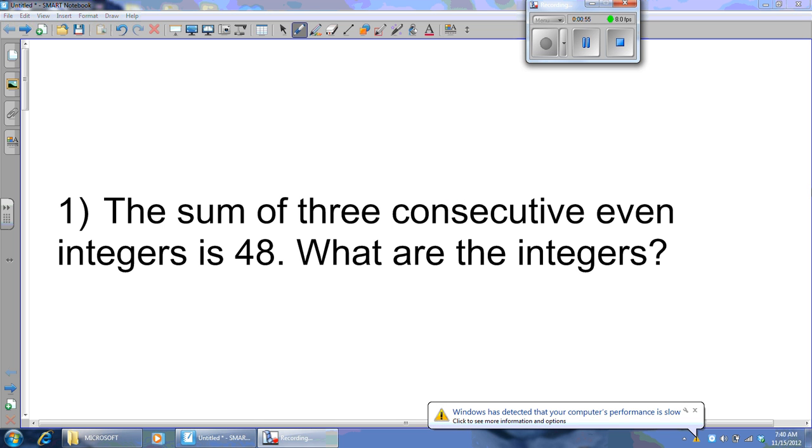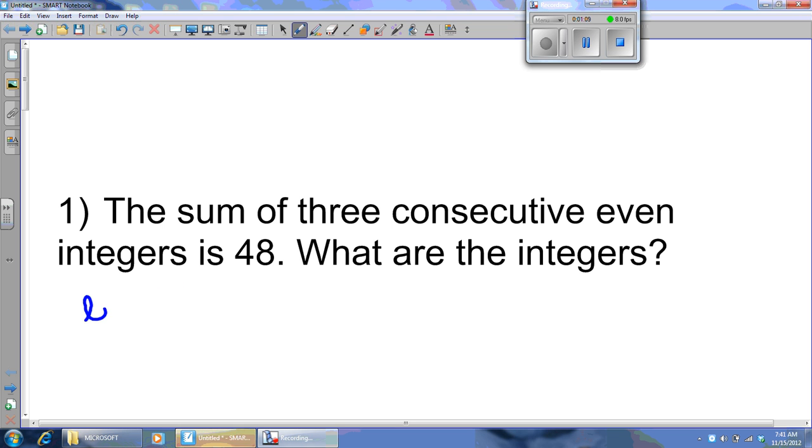So the first thing I want to do is define a variable, or I might have more than one variable. I need three consecutive even integers. Well, do I know the first of these integers? No, I don't. So I'm going to let x be the first of the even integers.